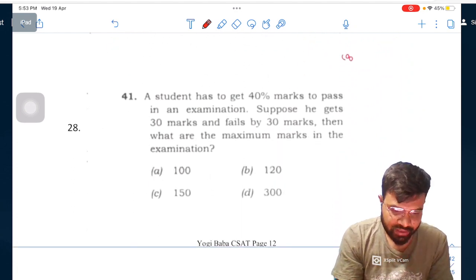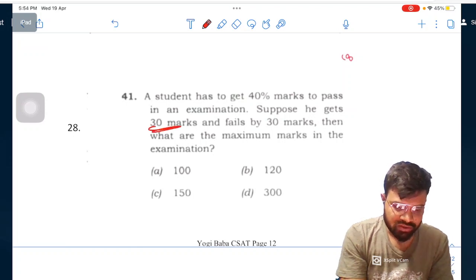A student has to get 40% marks to pass in an examination. Suppose he gets 30 marks and fails by 30 marks. Then what are the maximum marks in the examination? So he has got 30 marks and 30 marks more are required.